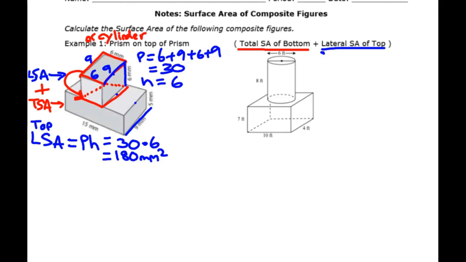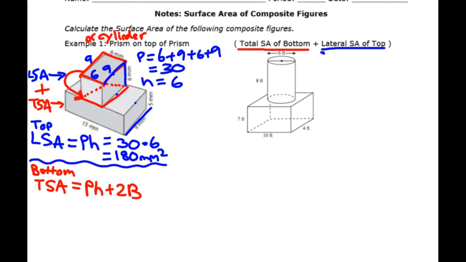Any questions on how to find the lateral surface area at the top? Okay, so make a little squiggly. Let's do total surface area of the bottom. So bottom, TSA. Now what's the TSA? What's the total surface area formula for a prism? PH plus 2B.